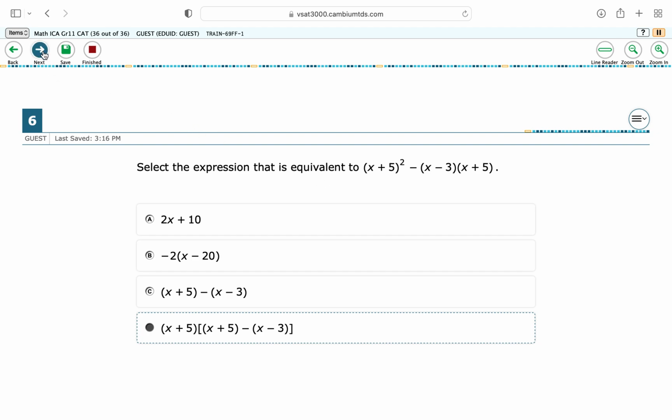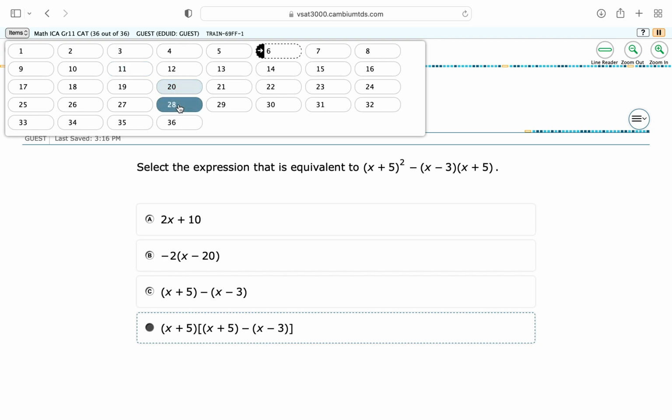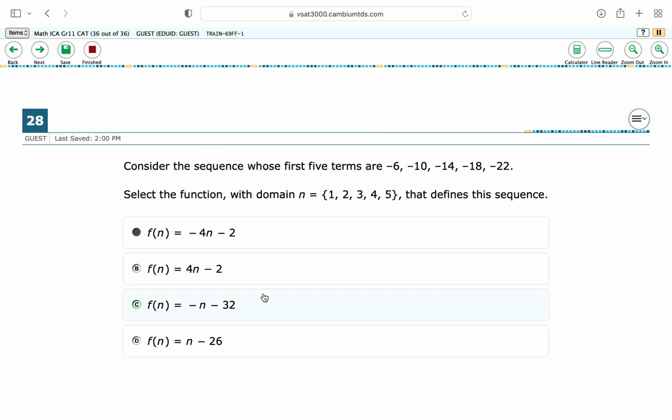This next one is very similar to that, kind of a similar principle. This one is all about using the answers that are given here to maybe answer a question you don't even know what it's talking about. So this question says, consider the sequence whose first 5 terms are -6, -10, -14, -18, and -22. Select the function with domain n equal to 1, 2, 3, 4, 5 that defines this sequence.